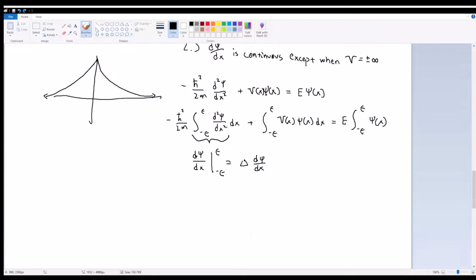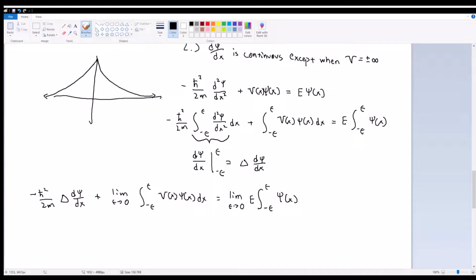So let's write this out. Negative h bar squared over 2m times delta d psi by dx, plus the limit as epsilon goes to 0 of the integral from negative epsilon to epsilon of v of x psi of x dx, is equal to the limit as epsilon goes to 0 of e times the integral from negative epsilon to positive epsilon of psi of x dx. And I didn't close this off with the dx. I'm sorry.